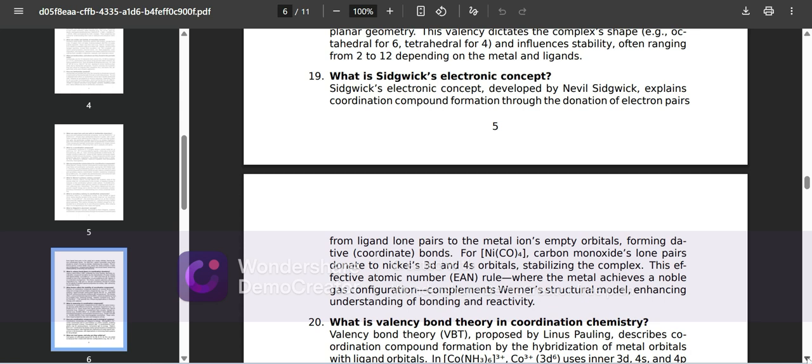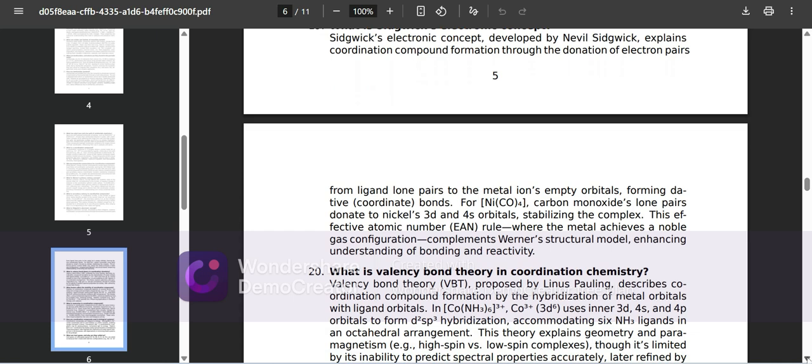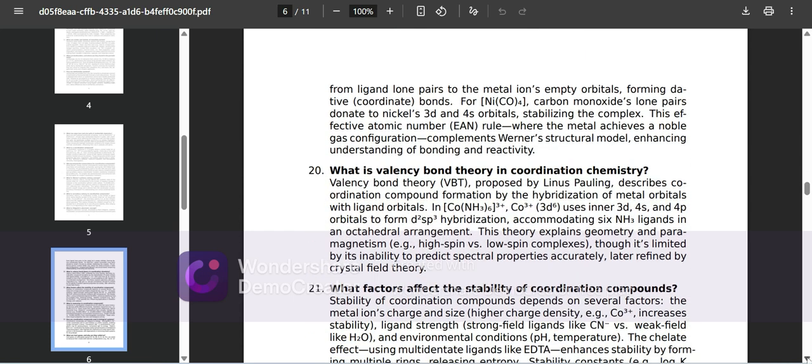What is the Sidgwick electronic concept? The Sidgwick electronic concept, developed by Nevil Sidgwick, explains coordination compound formation through the donation of electron pairs from a ligand's lone pair to the metal ion's empty orbitals, forming dative coordinate bonds. For Ni(CO)4, carbon monoxide lone pairs donate to nickel's 3d and 4s orbitals, stabilizing the complex.